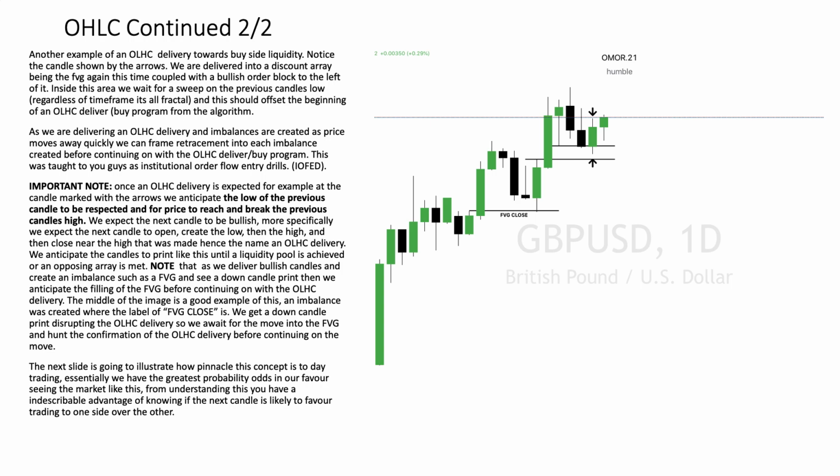Note that as we deliver bullish candles and we create an imbalance and we see a down candle coming down, so we see a candle that's opposing the delivery, we expect it to go and rebalance the imbalance before continuing on with the open low high close delivery. The middle of the image is a good example of this actually, right? An imbalance was created where the label of fair value gap closes, we get a down candle printing which disrupts the open low high close delivery, right? Because it's a down candle. So we await the move into the fair value gap and hunt confirmation for the open low high close delivery to continue again, right?